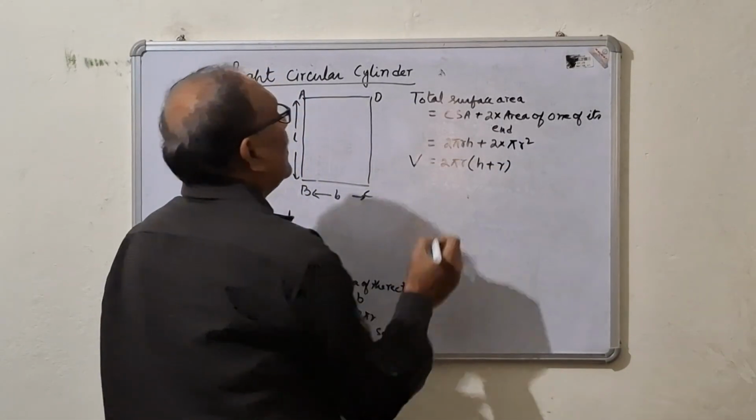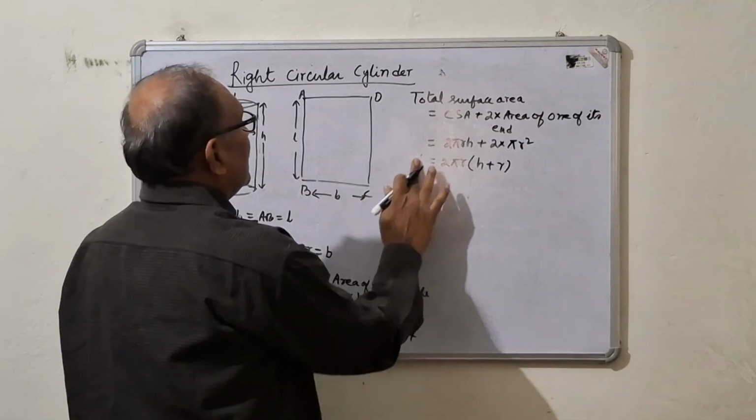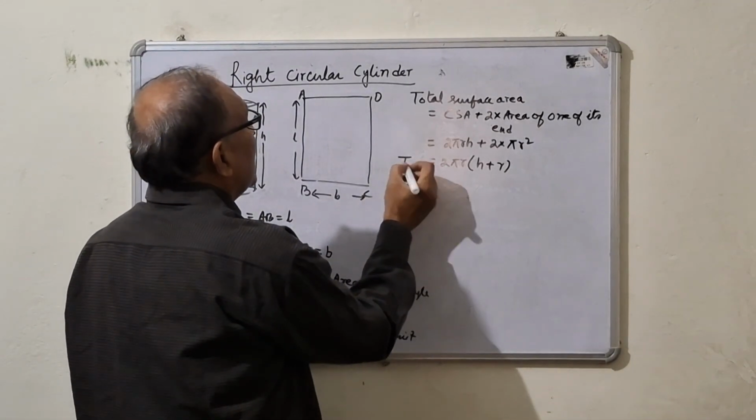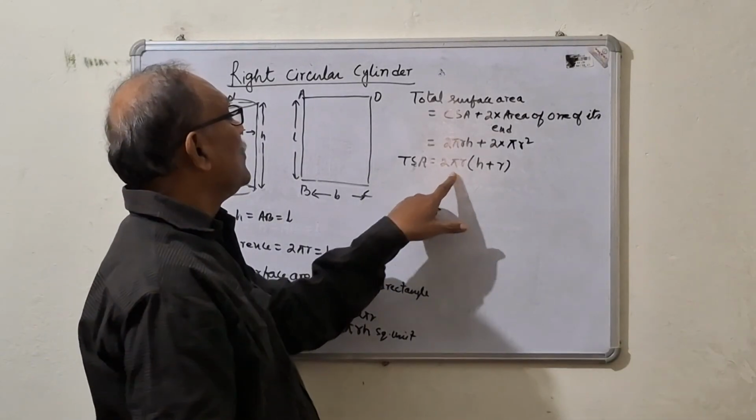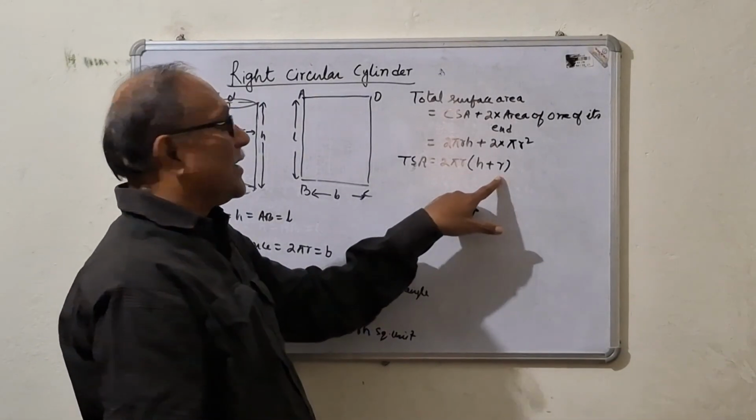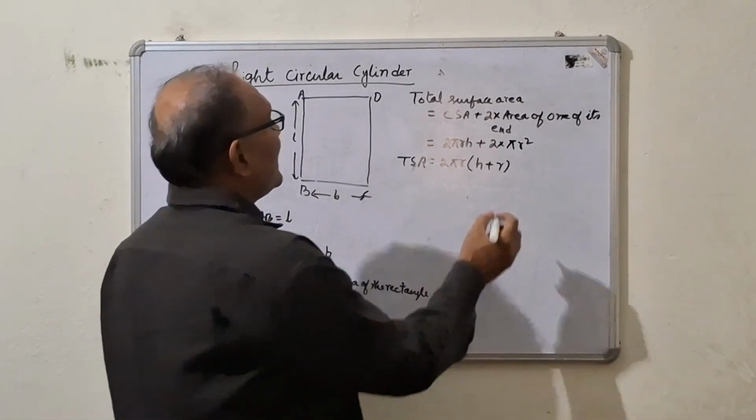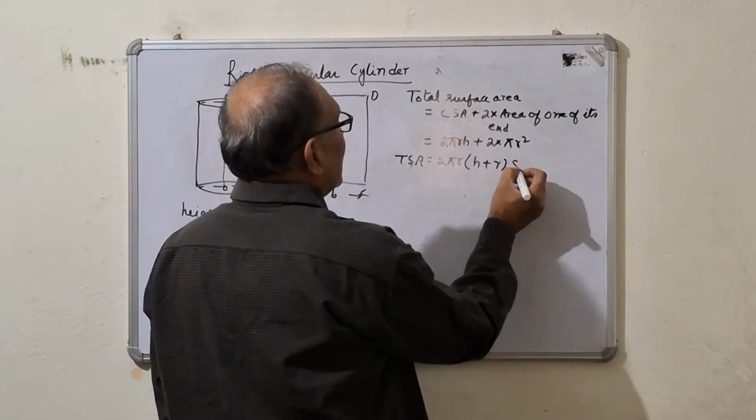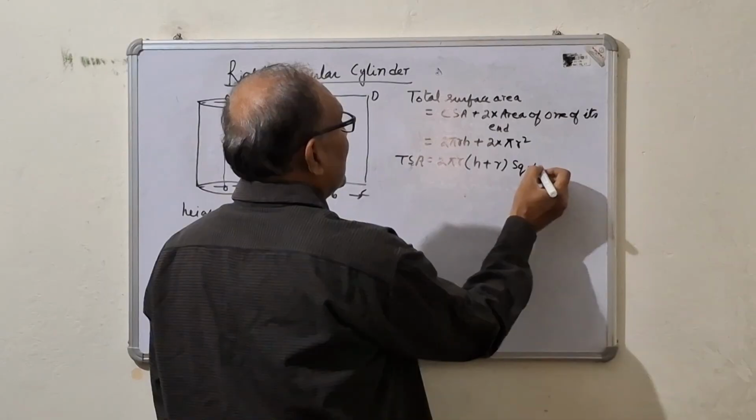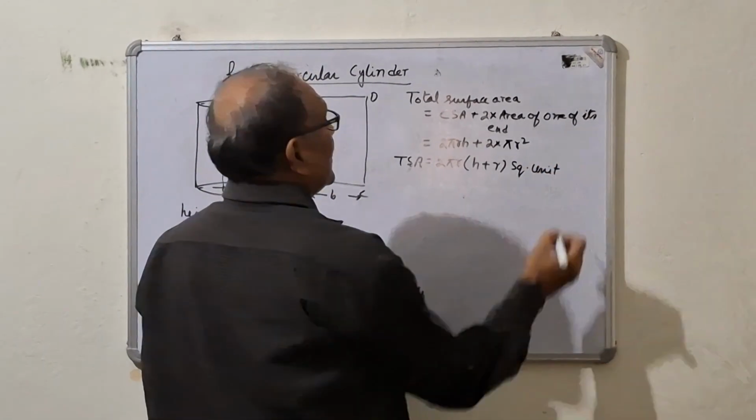So TSA will be equal to 2 pi r within the bracket h plus r, and the unit will be square unit.